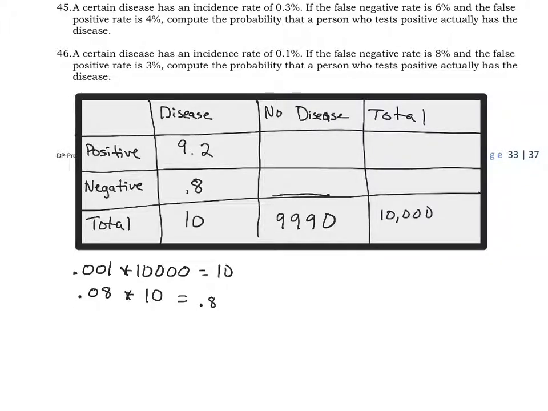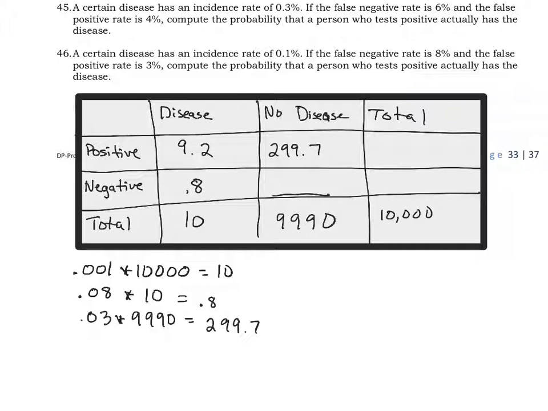They told us that our false positive rate is 3%. That means we would expect that 3% of the people who didn't have the disease tested positive. So that would be wrong for them to test positive, right? If they didn't have the disease. So we're looking for 3% of 9,990. And that will give us 299.7.